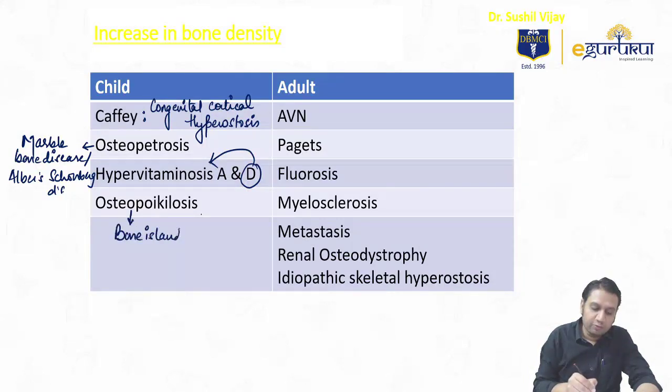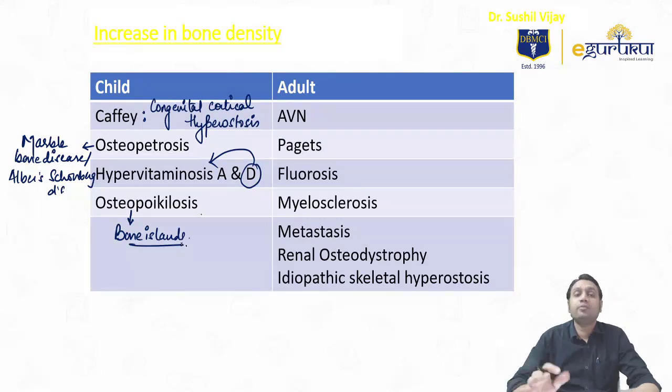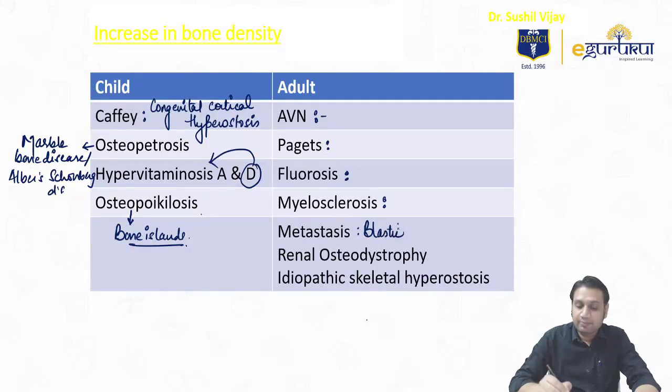Small pieces of bones will be seen in an already formed bone, that is bone island. AVN stands for avascular necrosis. In the sclerotic phase, when the vascularity is increased suddenly in the initial phase, it will be white. Paget's disease, right? Fluorosis, the topic we are discussing. Myelosclerosis, for some reason the marrow area is white, so the whole X-ray will be white. Metastasis, which kind of metastasis? The blastic metastasis.